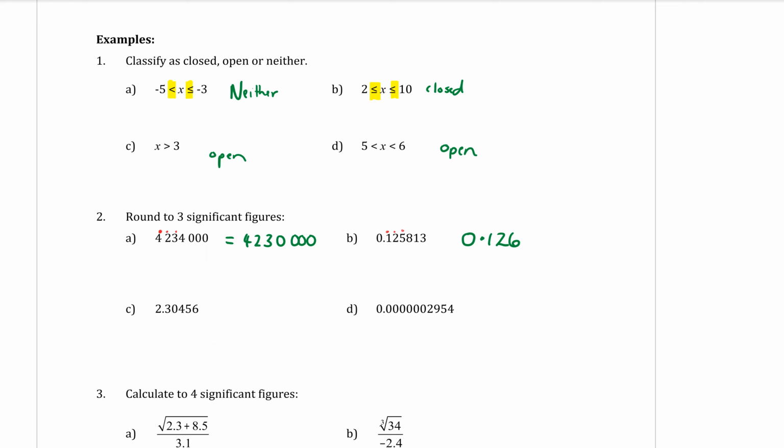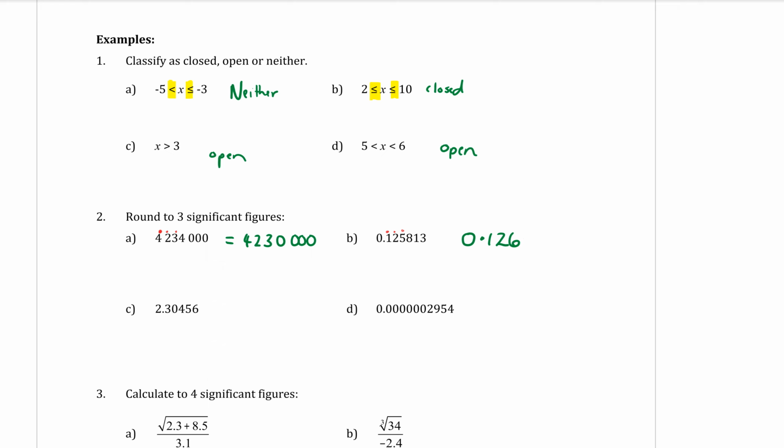Once I chop the rest of those decimal places off, don't replace them with zeros when it's after the decimal point. What happens if I do that? Well, it doesn't change the size of the number, but zeros after the decimal point are significant. So if I put zeros in here for the ones I chopped off, I've now given myself 6 significant figures because those 3 zeros on the end are significant. So we have to leave them off to have done that correctly.